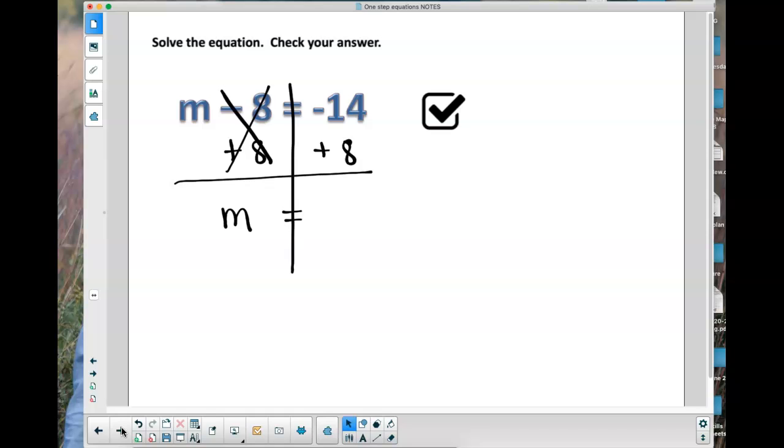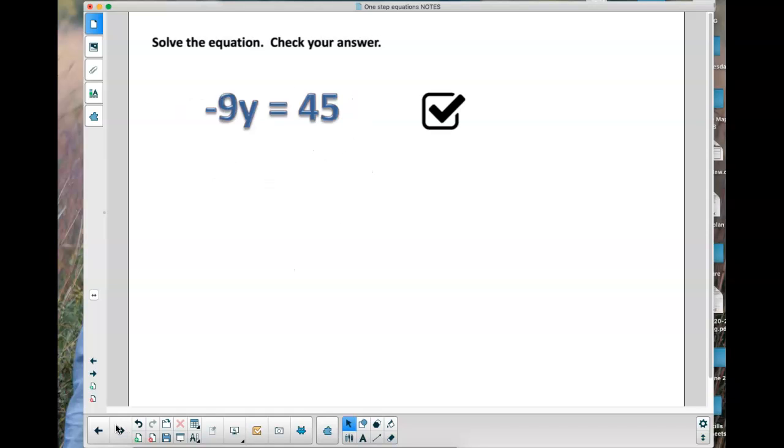-6. Right? You have 14 negatives and 8 positives. Same signs, add and keep. Different signs, we subtract. Does that make sense? Okay. So m equals -6. All right.